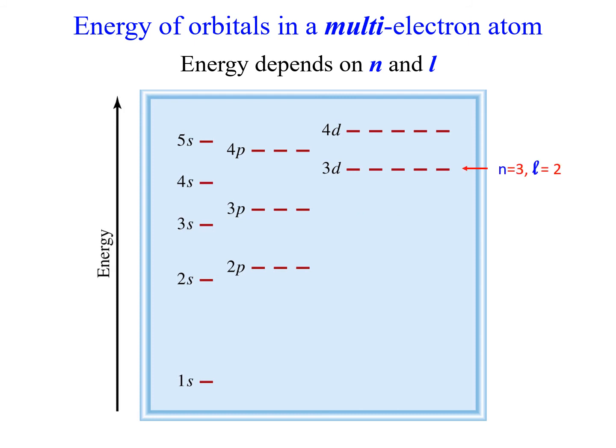And then finally, let's look at where L is equal to 2 in the third quantum shell, because those are the 3d orbitals. And so you can see the lesson here is that multi-electron atoms are non-degenerate in their electron energy levels.